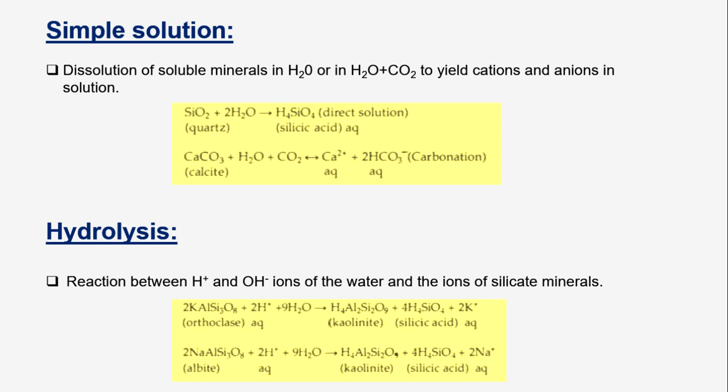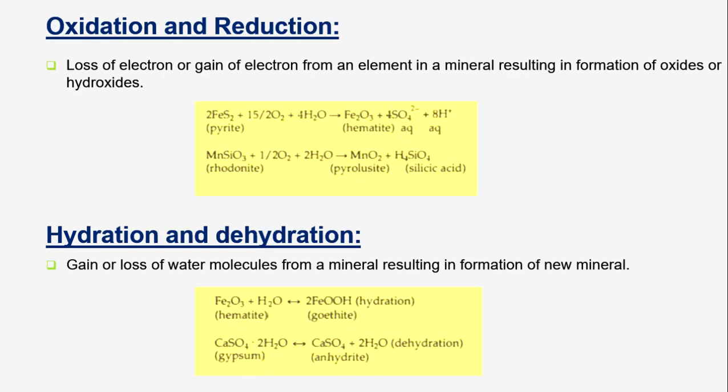Similarly, albite will react with H+ along with water to give kaolinite, and here it will give the Na+ ion. The next one is the oxidation and reduction process. The oxidation and reduction is generally the loss or the gain of electrons from an element of a mineral, resulting in the formation of more oxidized compounds.